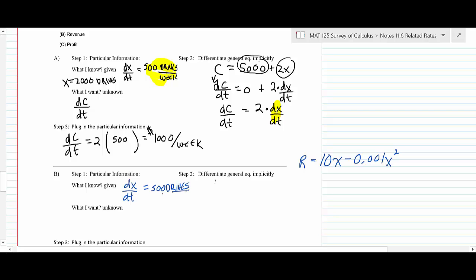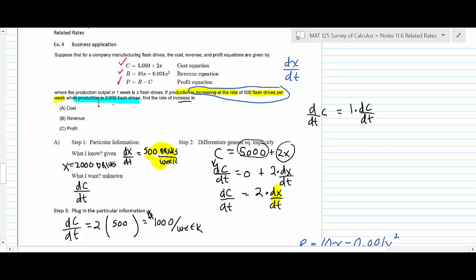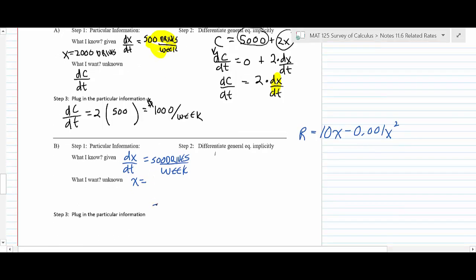The other thing is it says we're going to find the rate of increase in the revenue when the production is 2,000 flash drives. That means x is equal to 2,000 drives. So we're going to find the increase in revenue. In Leibniz notation, what would be the increase in revenue? dr over dt. That's a real important thing. So that's what we're looking for.